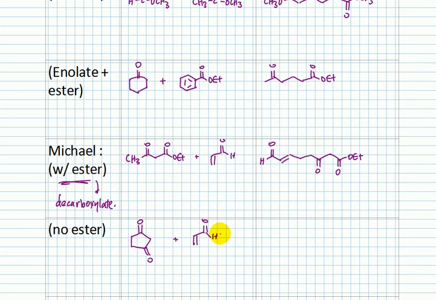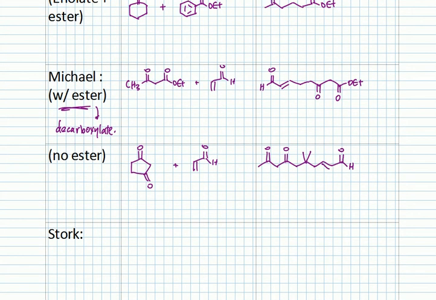Here's an intramolecular Michael. 1, 2, 3, 4, 5, 6, 7, 8, 9, 10. It's 10 carbons long. Carbon 2 and 4 are a diketone. Let's put geminal dimethyls on 6, and then let's make an enal out of the other side. That'll be fun.